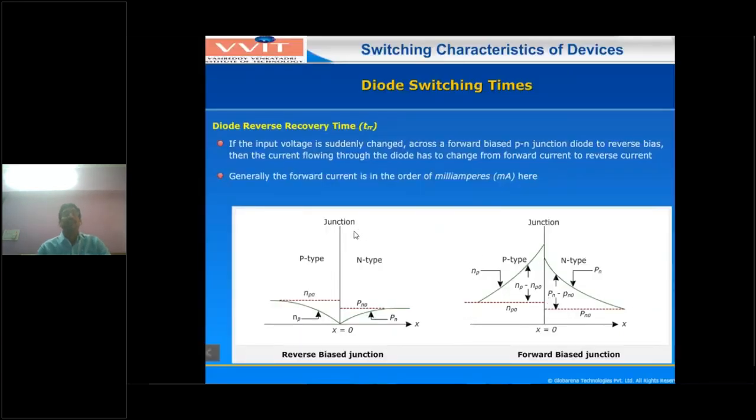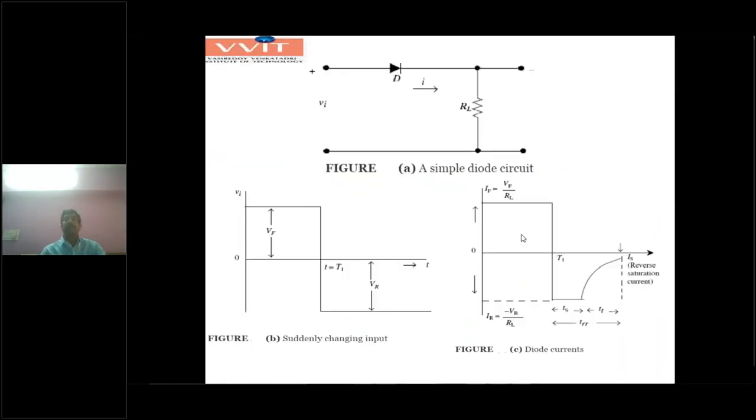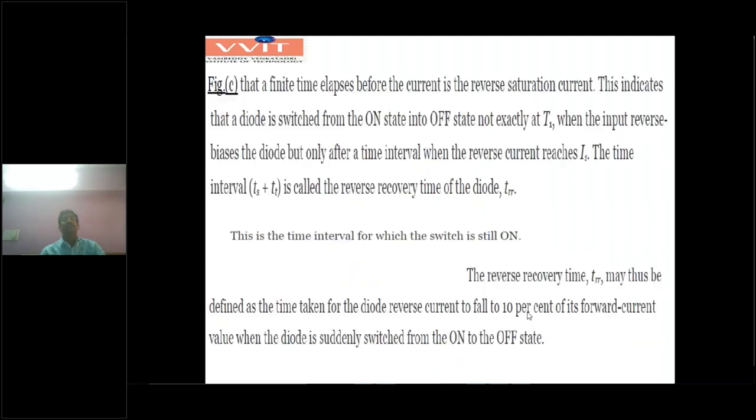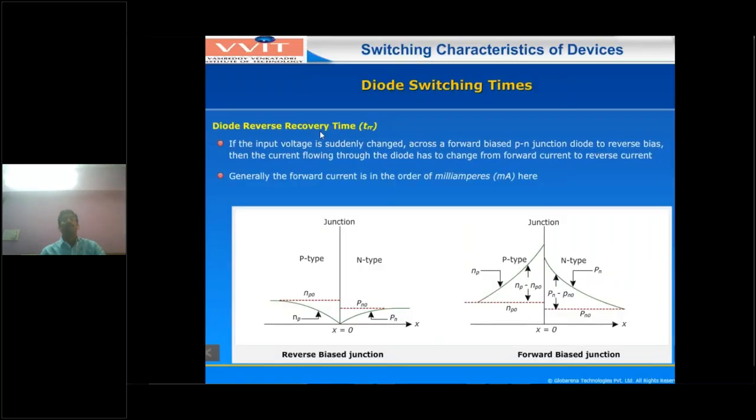And what is the reverse recovery time? Whenever the input is suddenly changed from forward bias to reverse bias, you have to see this one. Input voltage from 0 to T1 is the forward bias condition, IF equal to VF by RL. Whenever the input suddenly falls at T equal to capital T1 to a negative voltage, the current also will be minus VR by RL. So that is the diode reverse recovery time.